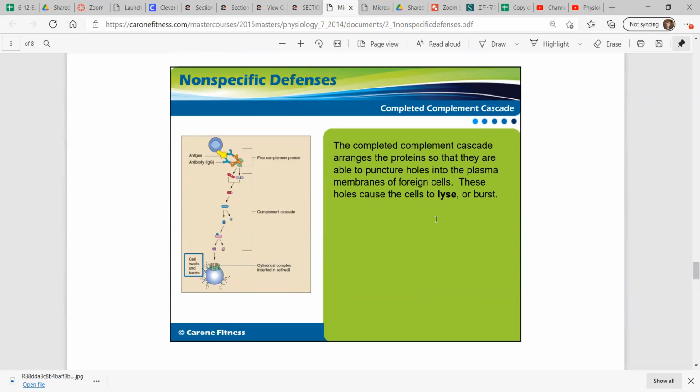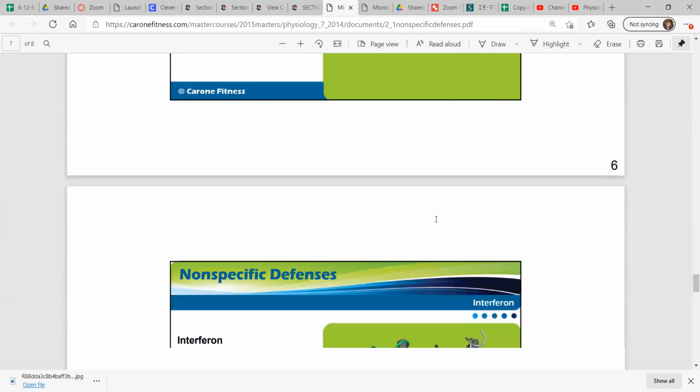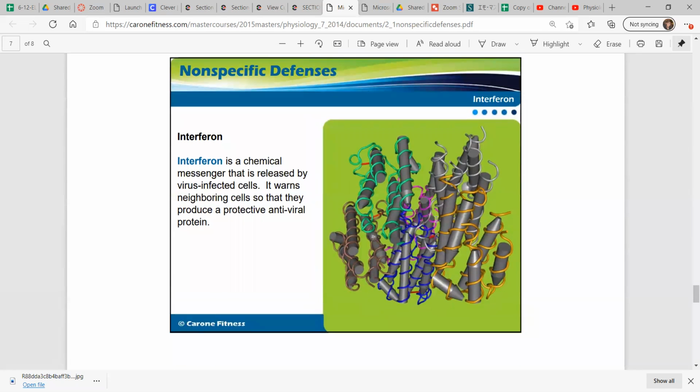And the completed complement cascade arranges the proteins so that they are able to puncture holes into the plasma membranes of foreign cells. These holes cause the cells to lyse, and lyse means burst. Interferon is a chemical messenger that is released by virus-infected cells. It warns neighboring cells so that they produce a protective antiviral protein.